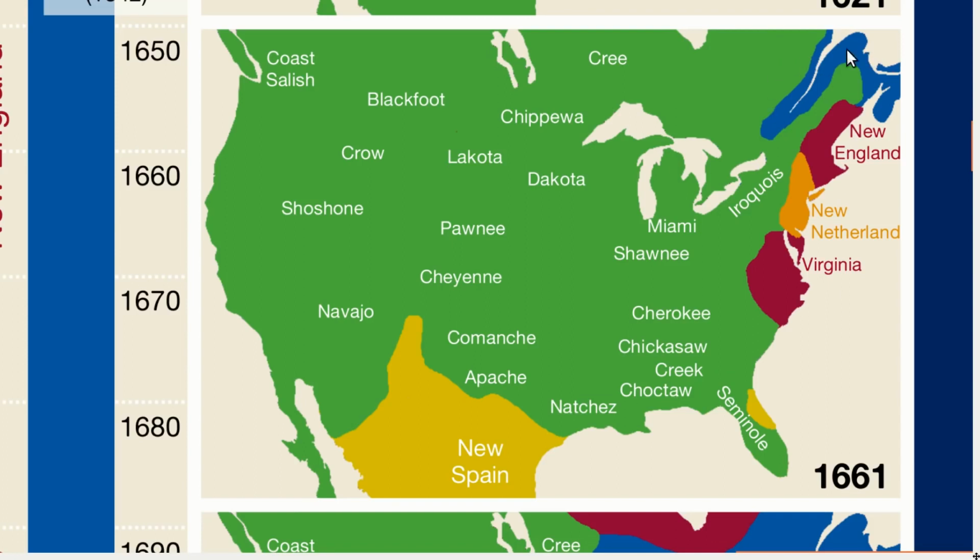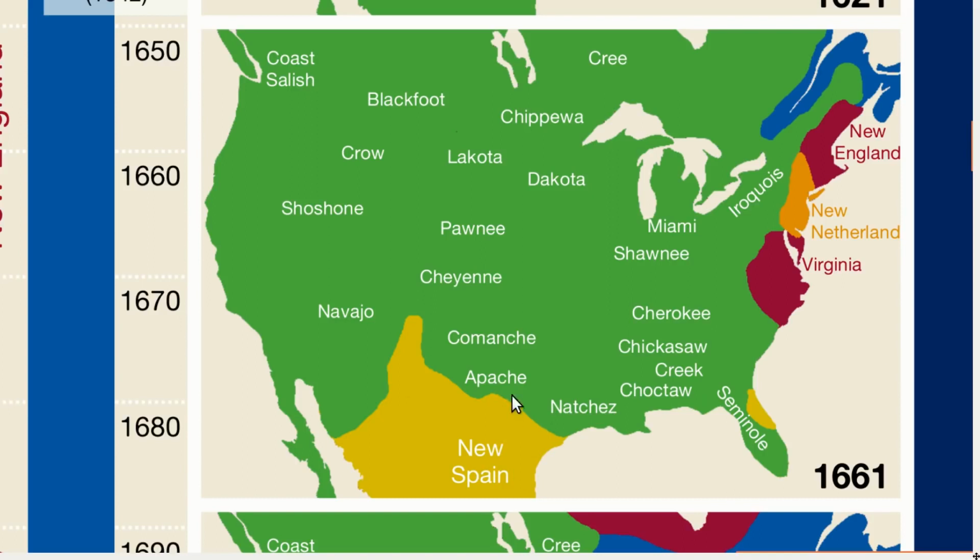The French are building more settlements along the St. Lawrence, as well as in Acadia, which is what we call Nova Scotia today. And the English still have two separate areas that they are developing, with the New Netherlands in the middle. And Spain is mostly down here in what is today Mexico.